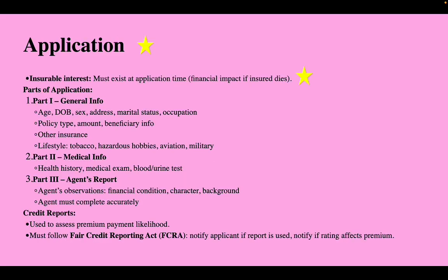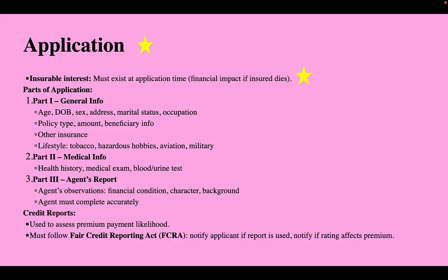The application. Applicants must have an insurable interest at the time of application, meaning they would suffer a financial loss if the insured dies. The application has 3 parts. Part 1 gathers general information such as age, date of birth, sex, address, marital status, occupation, type of policy, amount of coverage, beneficiary information, other insurance, and lifestyle factors like tobacco use, hazardous hobbies, aviation, or military service.